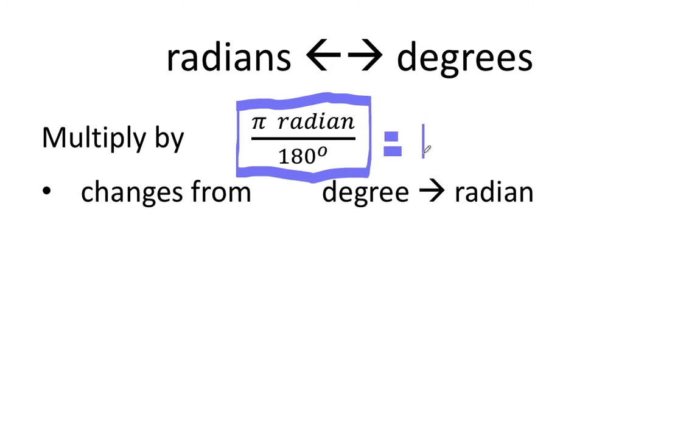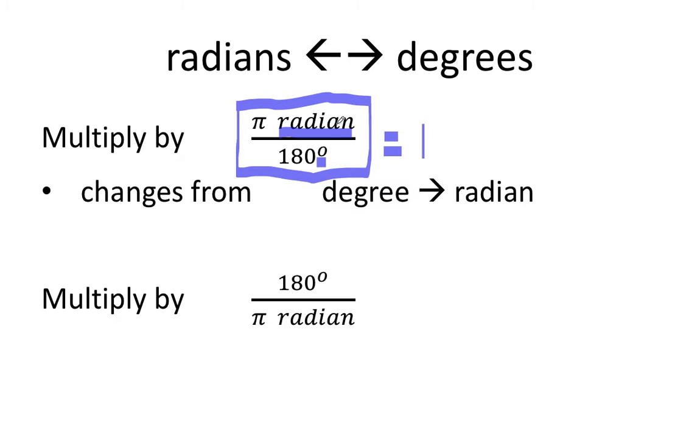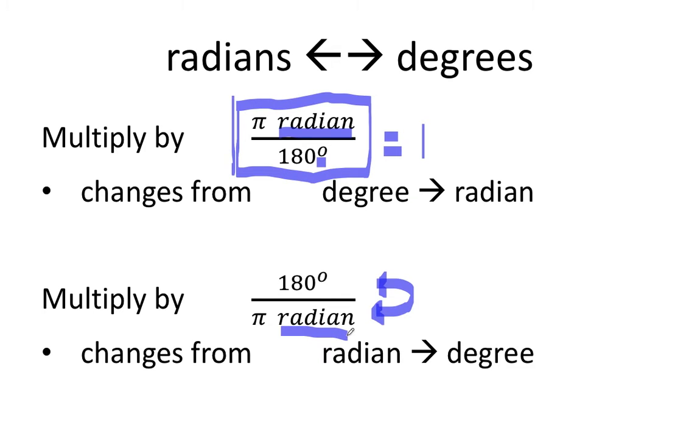It just changes it from one type of unit, radians, to the other type of unit, degrees, or the other way around. This would change from degrees to radians. Okay, so if you wanted to go from radians to degrees, you multiply by this exact same fraction, but just upside down. You notice these two fractions are the same, just upside down. So multiplying by this, you would change from radians to degrees.